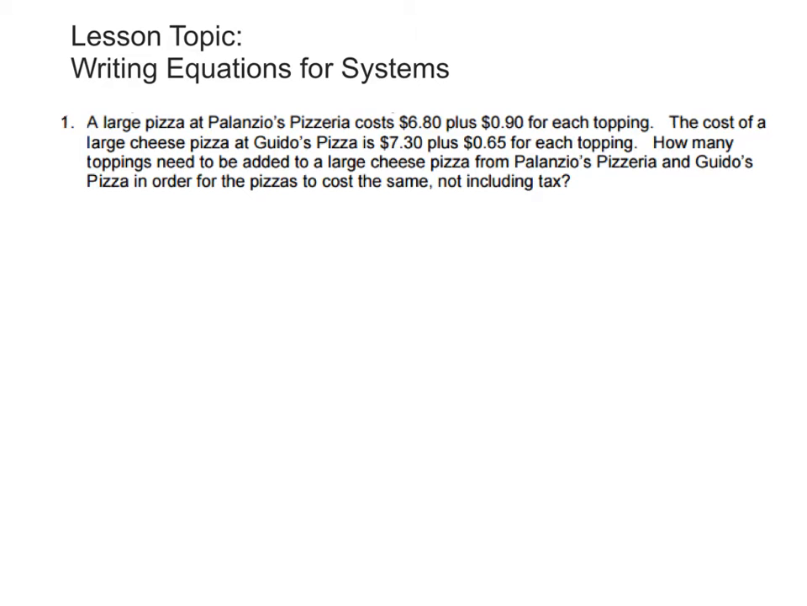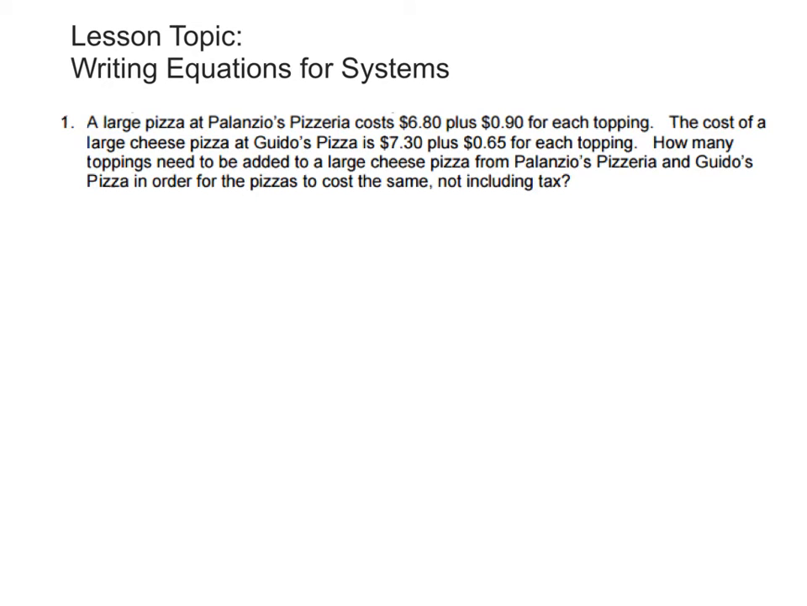So this first example says, a large pizza at Palanzio's Pizzeria costs $6.80 plus 90 cents for each topping. The cost of a large cheese pizza at Guido's Pizza is $7.30 plus 65 cents for each topping. How many toppings need to be added to a large cheese pizza from Palanzio's Pizzeria and Guido's Pizza in order for the pizzas to cost the same? And we're not going to worry about tax here.